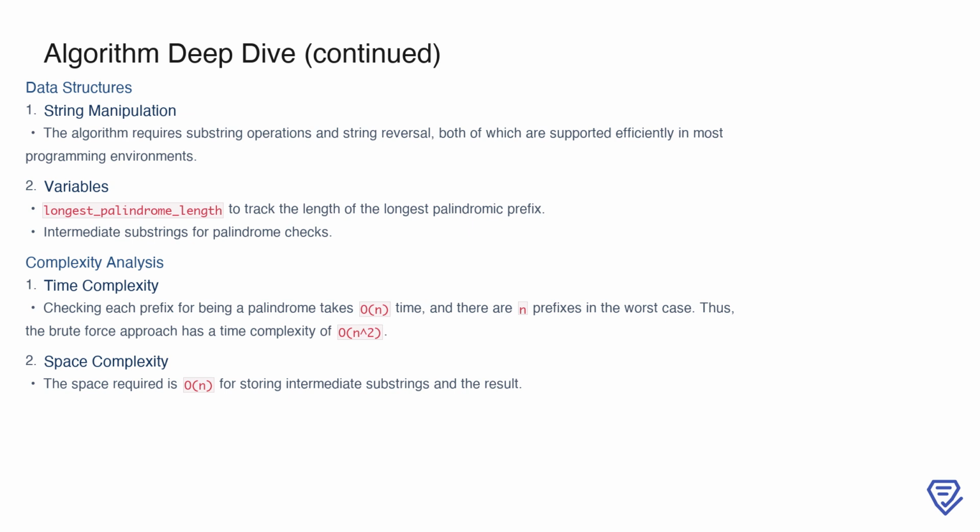Analyzing the complexity, the brute force approach involves checking each prefix, where each palindrome check takes linear time. Since there are n prefixes to check in the worst case, the overall time complexity is O(n squared). As for space complexity, the algorithm requires O(n) space for storing intermediate substrings and the resulting palindrome.